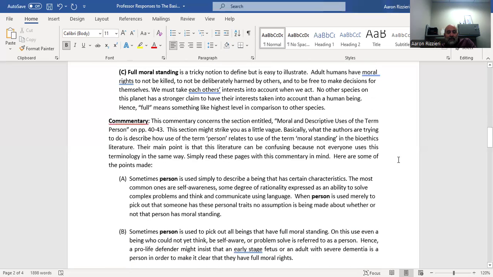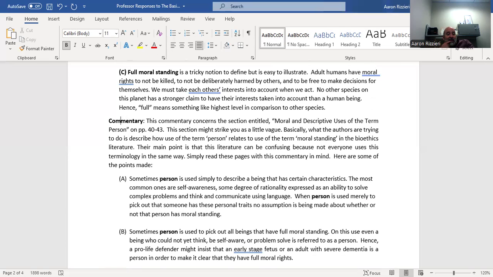Okay. Now there's a section, this next part I just labeled commentary. This commentary concerns the section entitled Moral and Descriptive Uses of the Term Person on pages 40 to 43. This section might strike you as a little vague.